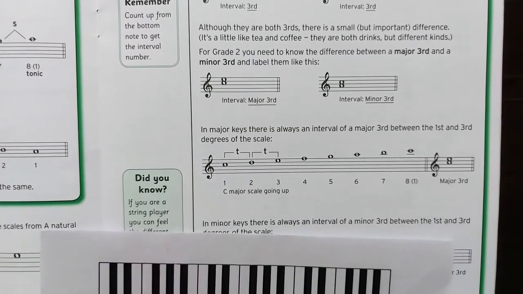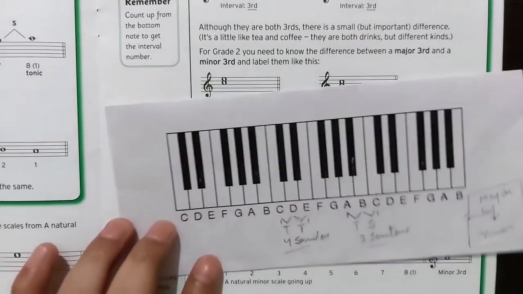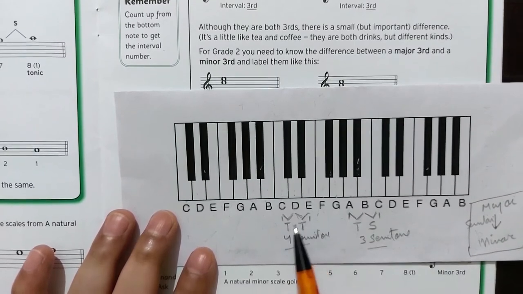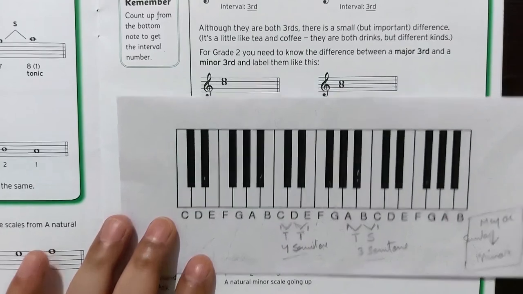I'll show you how. See, this is C major. Now from C major, C, D, E. So we have gone from C, D and E. So there are two tones in between, right? So that means four semitones, that means it's a major third.